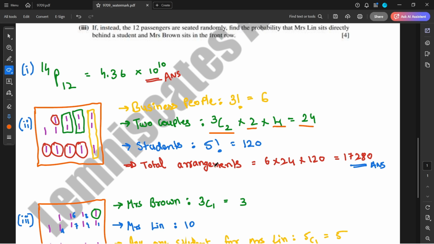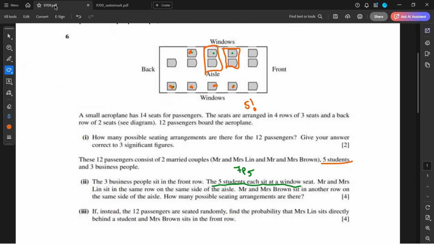And after that, because all of these things are happening at once, and I've exhausted all the possibilities, the final arrangement is going to become 6 into 24 into 120. And that's how I get the final value as 17,280. So I hope that this has given you some idea of how to solve this question. Now let's move on to the third part.